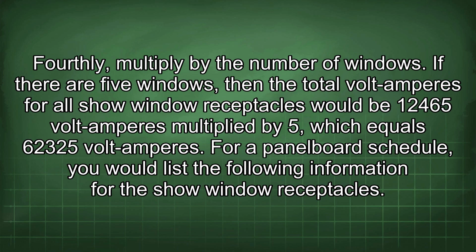If there are 5 windows, then the total volt-amperes for all show window receptacles would be 12,465 volt-amperes multiplied by 5, which equals 62,325 volt-amperes. For a panel board schedule, you would list the following information for the show window receptacles.